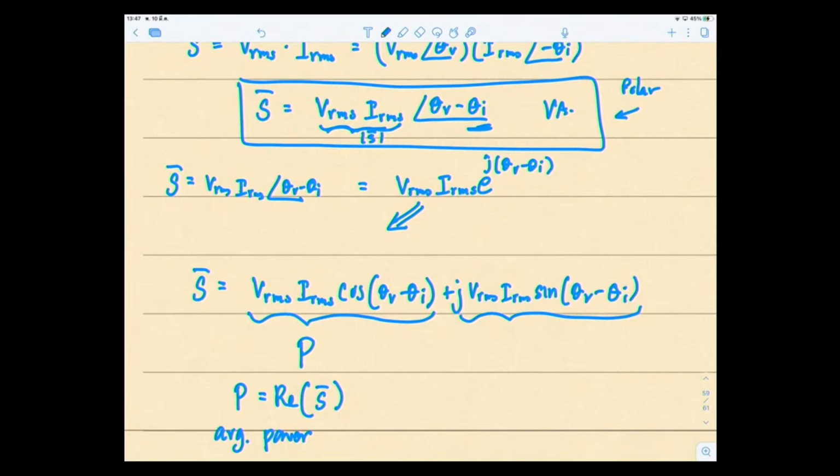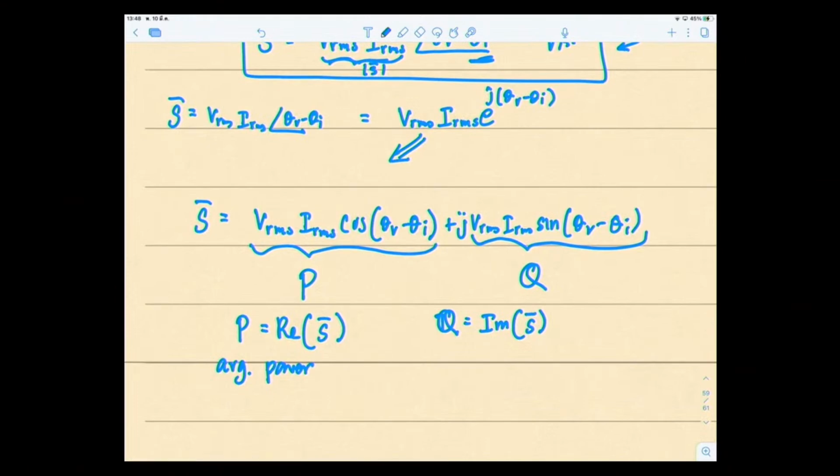This term here, excluding the j, sorry, let me write it, j like this. This term is called Q. It's the imaginary part of the complex power, and it's called the reactive power.